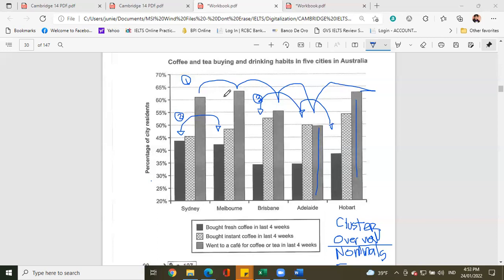Then let's look at the ones in the bottom. All of these are cities, so all cities are capitalized.